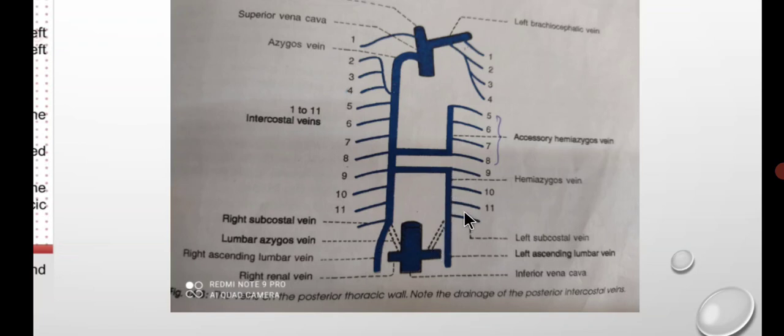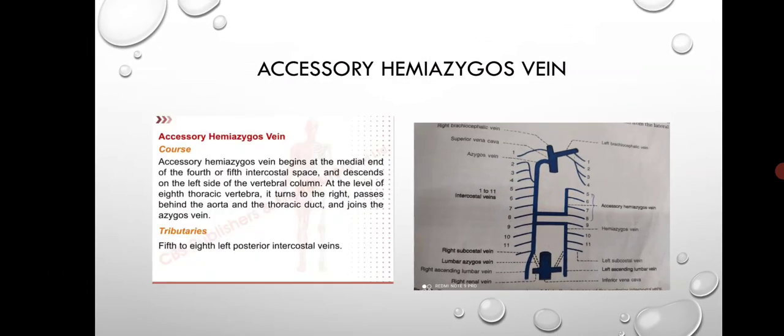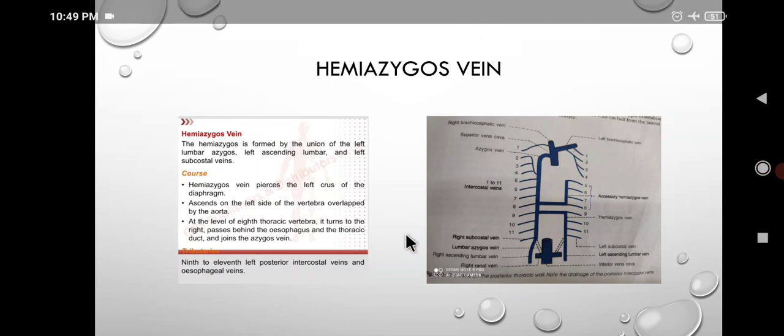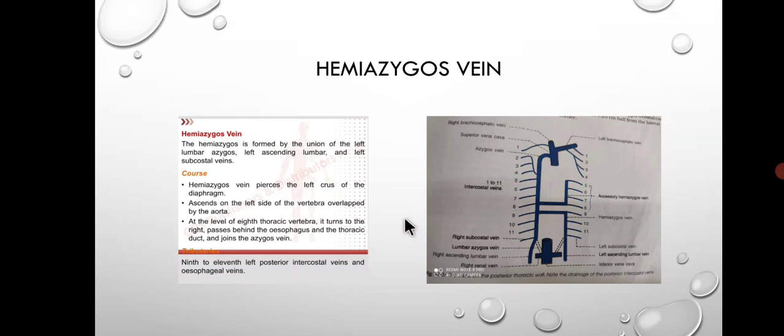How is the course of hemiazygous vein? This hemiazygous vein, after piercing the left crus of the diaphragm, ascends on the left side, overlapping along with the aorta.